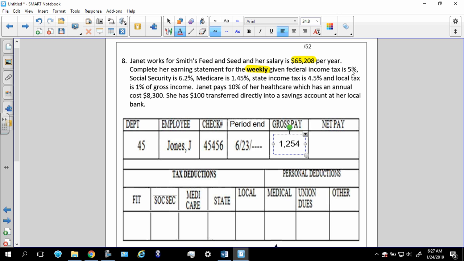All right. Now, from the gross pay, you are going to multiply all the percentages of the problem. So the federal income tax is 5%. So I'm going to speed this up a little bit just to keep the video a little quicker. The FIT is $62.70.